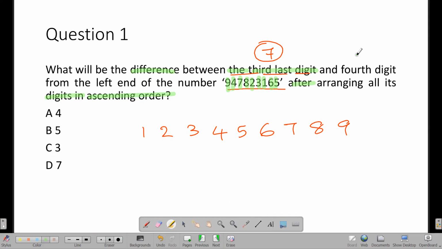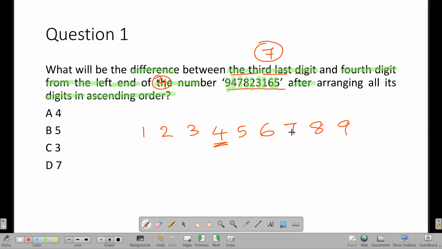Now, the next number that you have to consider is the fourth digit from the left end of the number. The first digit from the left end is 1, second digit is 2, third digit is 3, the fourth digit from the left end, we are considering the left side over here, corresponds to 4.